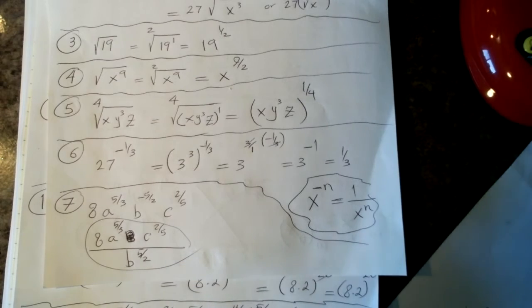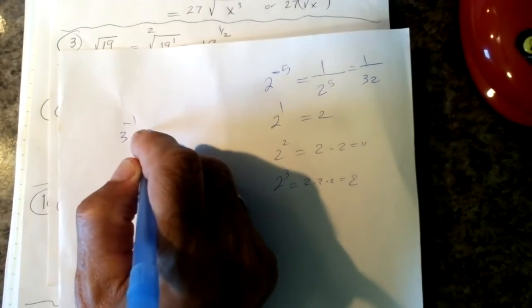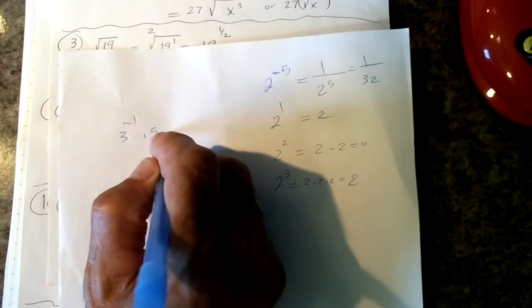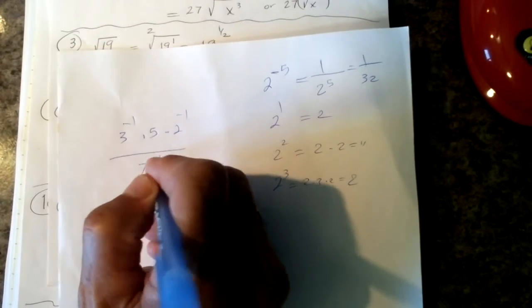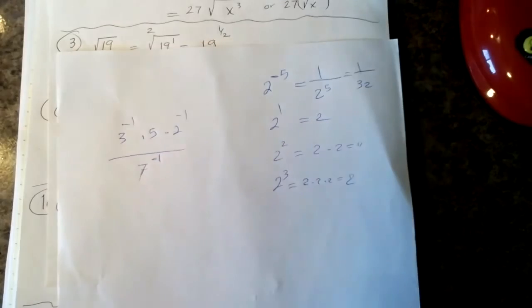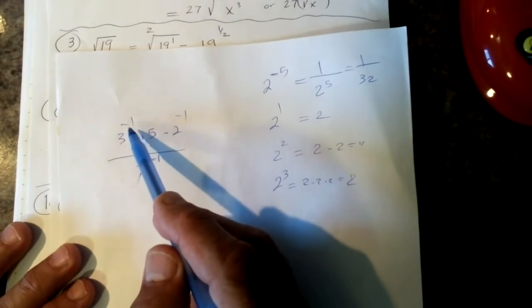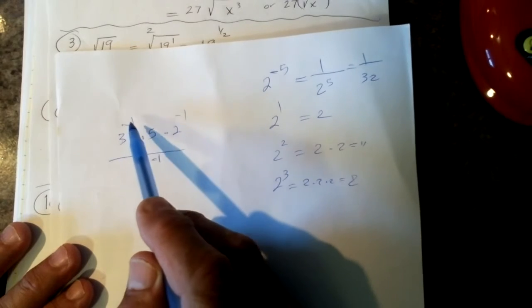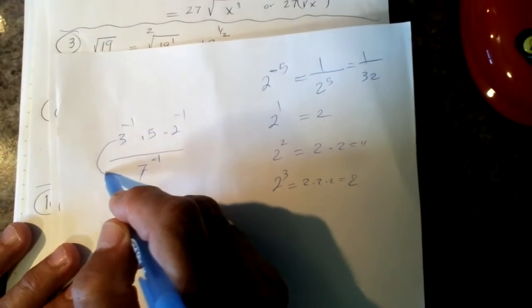Okay, so let's say another example. Let me show you this. Let's say I have 3 to the power of -1 times 5 times 2 to the power of -1, and I have here, I don't know, 7 to the power of -1. Look at these examples. Since the power is negative for 3, if you want to change -1 to +1, you have to bring the 3 to the bottom.